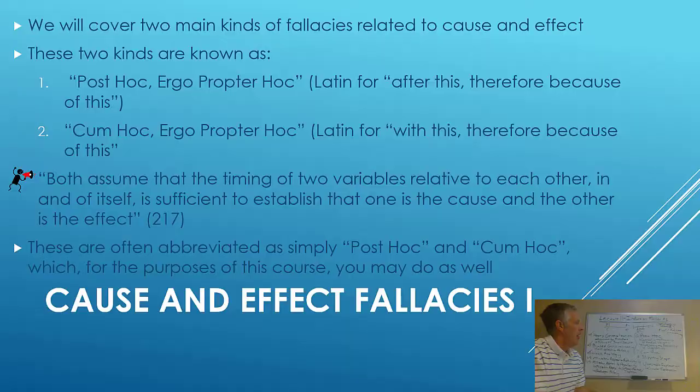So this is the middle of slide 10, quoting page 217. Quote, both, that is both of these types here, assume that the timing of two variables relative to each other in and of itself is sufficient to establish that one is the cause and the other is the effect, end quote. No, we need to know more other than just when they occurred in terms of time. Okay. So at the bottom, go ahead and use the abbreviated versions as I and most other people do.